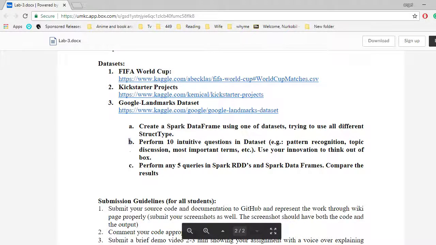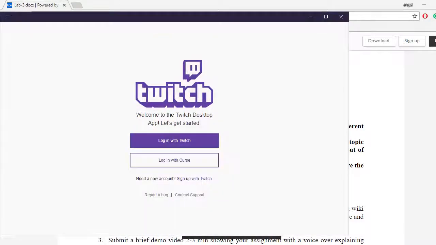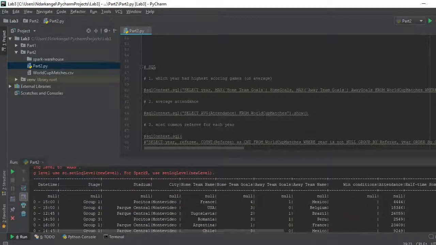Okay, B and C are kind of together. So first we had to create 10 innovative question datasets, pattern recognition, topic, discuss more important terms, use innovative thinking out of the box. Then perform any 5 queries in Spark data frames and compare the results. So all together this is going to be 20 requests. You can see we have 20 requests.